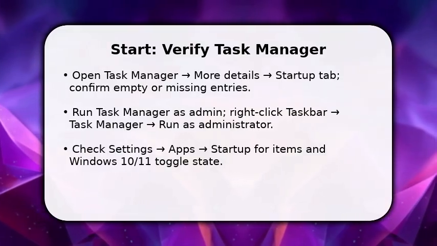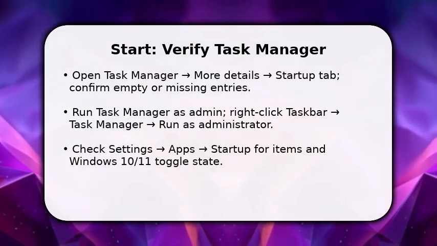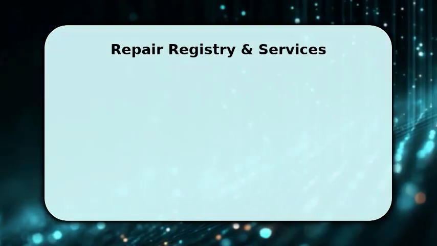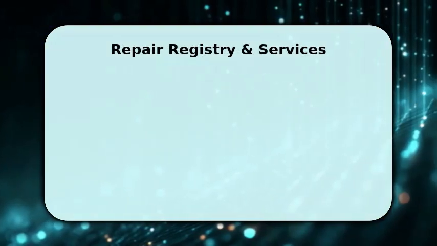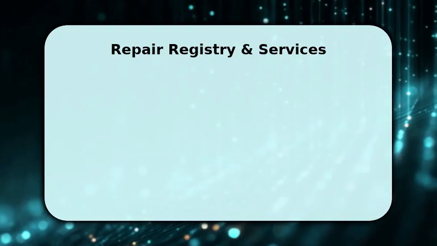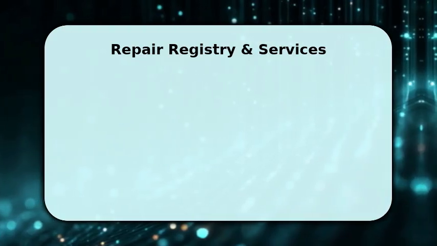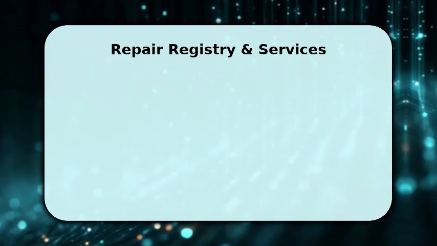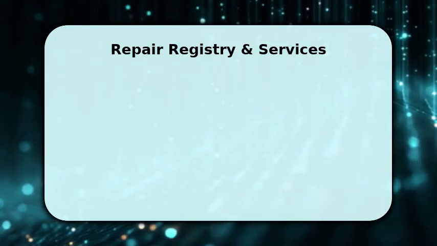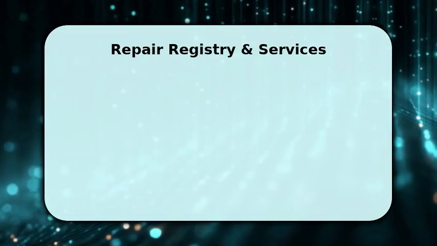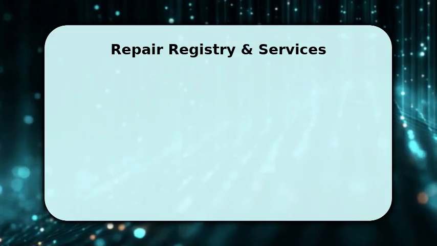Next, you inspect Windows startup stores. Open Regedit and check HKLM and HKCU under CurrentVersion\Explorer\StartupApproved and Run keys. Missing or corrupted values hide items. Then run sfc /scannow and DISM /Online /Cleanup-Image /RestoreHealth to repair system files that feed Task Manager.